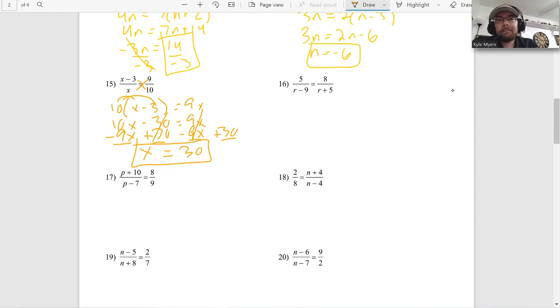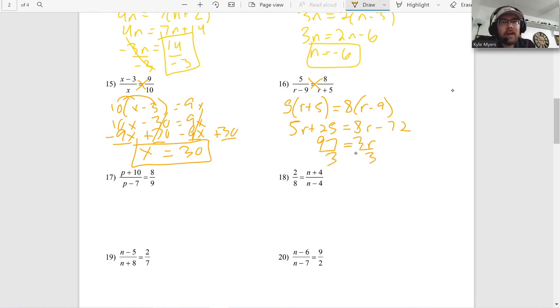So let's see. So we go on to the next one here. 5 times r plus 5. Sorry, that 5 looks weird. Equals 8 times r minus 9. 5r plus 25 equals 8r minus 72. We're going to subtract 5r from both sides, so 3r. Then add 72 to both sides, we get 97. Yeah, 97. Which doesn't divide by 3. Ugh. Okay, so minus 5r, we get 3r. Add 72. Yeah, that's weird. I mean, we've been getting fractional answers, but this is a really ugly fraction.